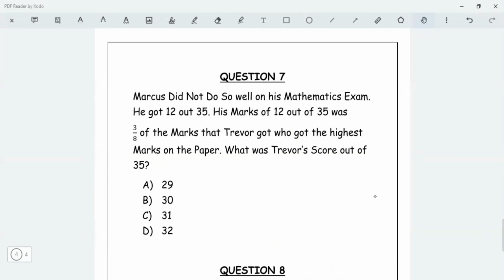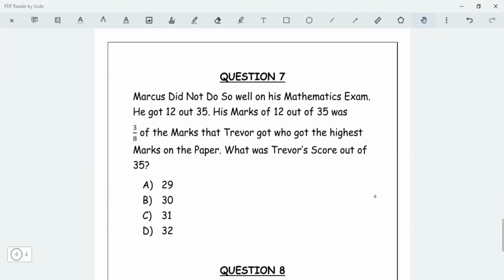Now, this question says, Marcus did not do so well on his mathematics exam. Marcus didn't do too well. He got 12 out of 35. His marks of 12 out of 35 was 3/8 of the marks that Trevor got, who got the highest marks on the paper. What was Trevor's score out of 35?